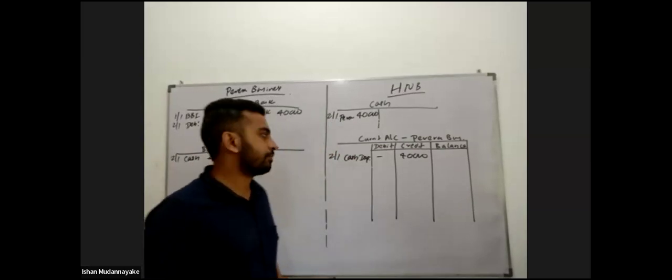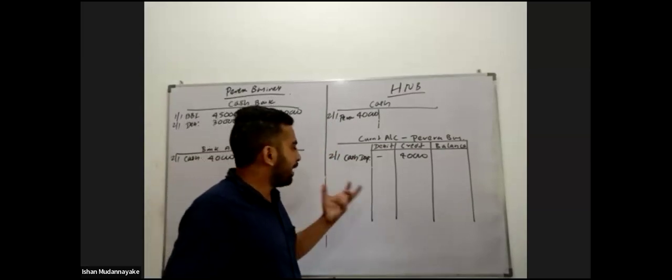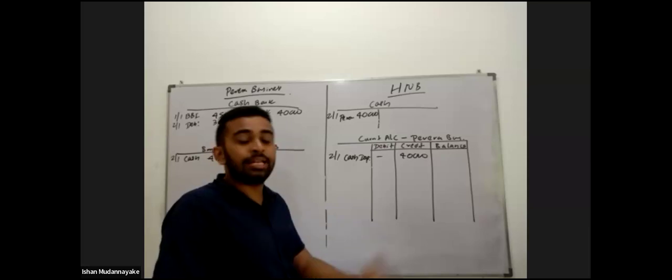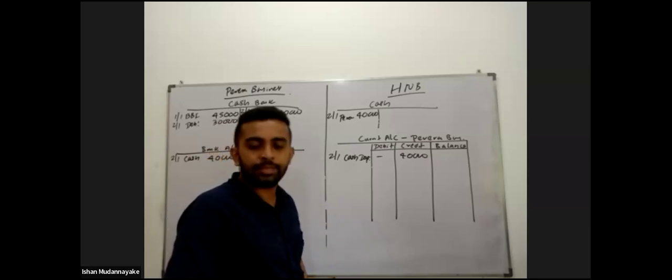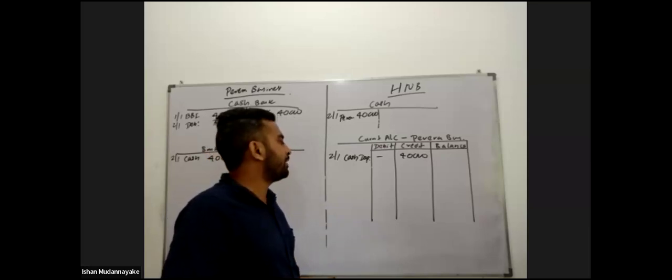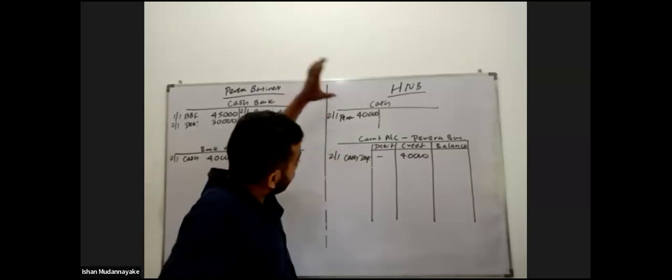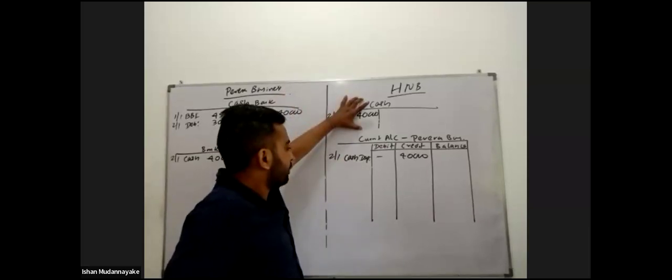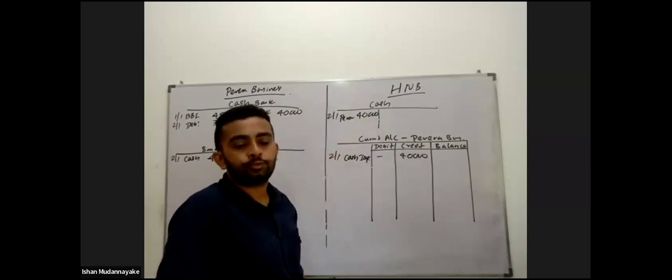Okay, cash deposit 40,000. Now, HNB Bank is a business organization. They pass double entries. How do they pass double entries? HNB cash book debit 40,000, current account credit 40,000.